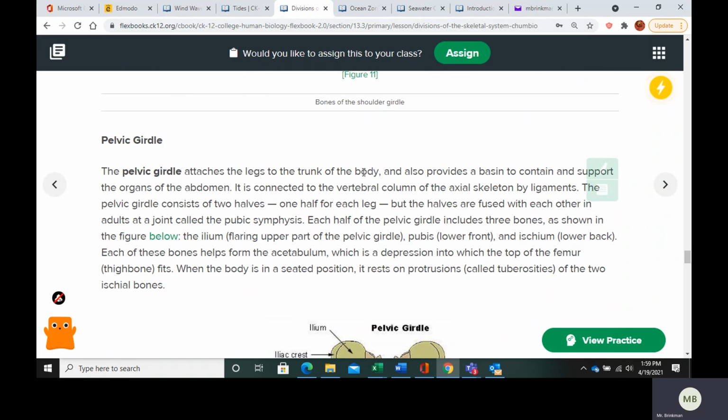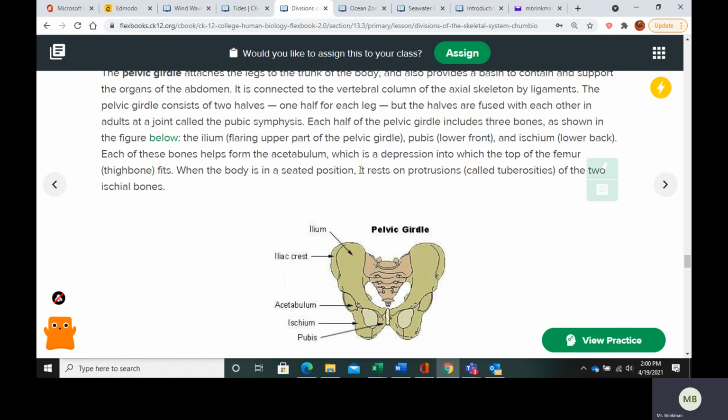The pelvic girdle attaches the legs to the trunk of the body, and it is made up of 2 hip bones. Each half of the pelvic girdle includes 3 bones: the ilium, the pubis, and the ischium. Each of these bones helps form the acetabulum, which is where the femur bone fits.